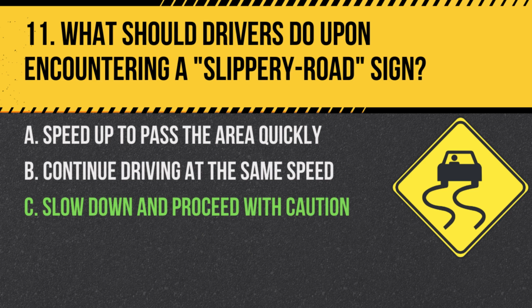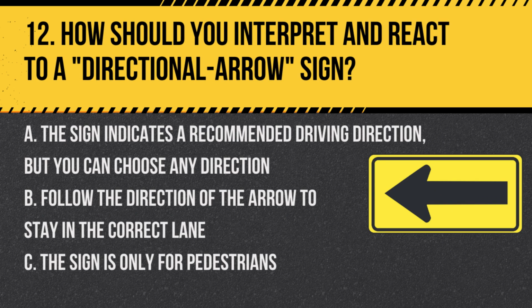Answer. C. Slow down and proceed with caution. A slippery road sign indicates that the road may be slippery, especially in wet or icy conditions, and drivers should reduce speed and drive carefully. Question 12. How should you interpret and react to a directional arrow sign?